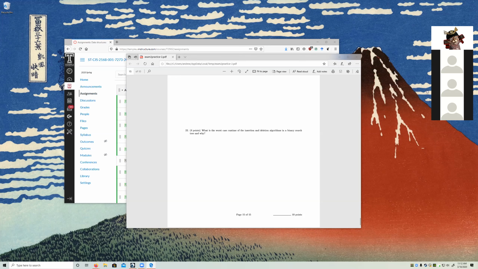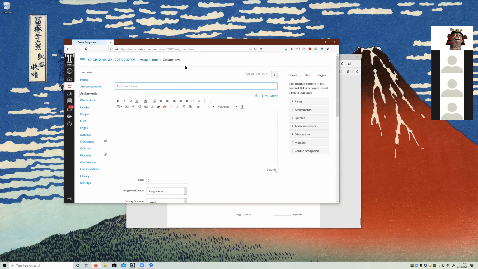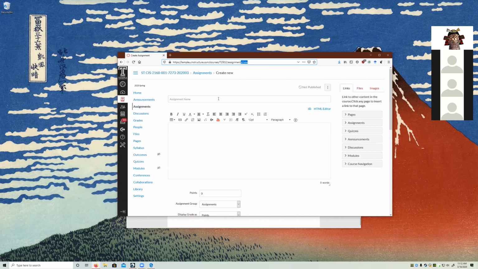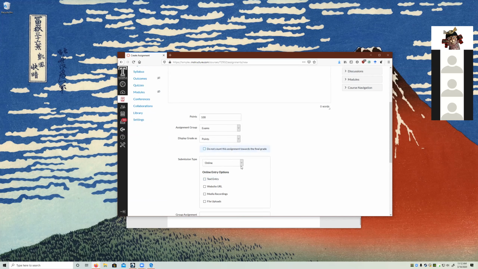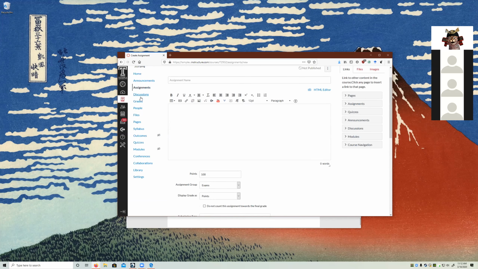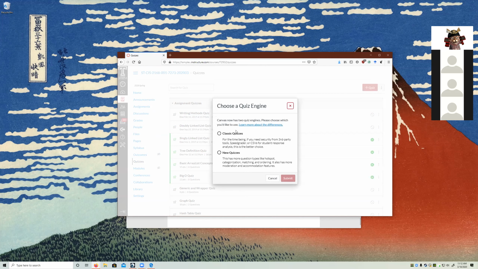I'll show you. When I create an assignment over here, like create assignment, boom. This is what it looks like from the teacher's perspective. It will be something like this. Create a 100-point assignment. It'll be put into exams, submission type online. Actually, what I'll be doing is going to quizzes, because I'll be making a quiz. So I'll hit quiz, classic quizzes right now, submit.